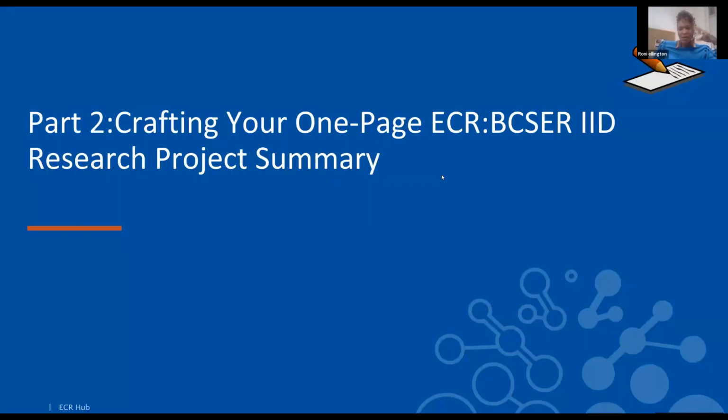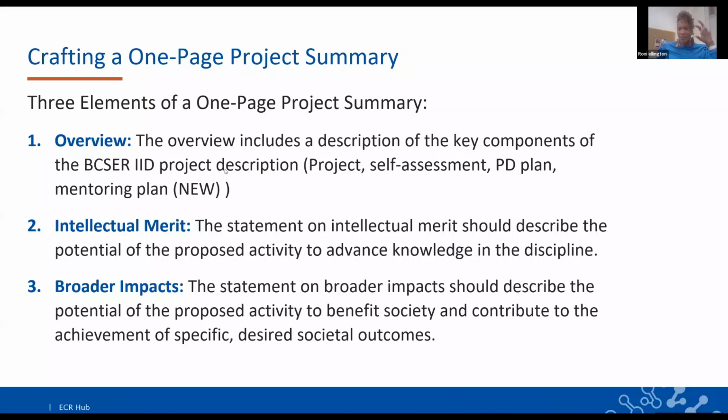All right, so now let's go to crafting your one-pager. We've done this thinking. So now the next slide is thinking about the three elements of your one-page summary. The overview part would be the different components of the BCSER project description, which is the project idea, the self-assessment, the PD plan, and the mentoring plan for new folks.